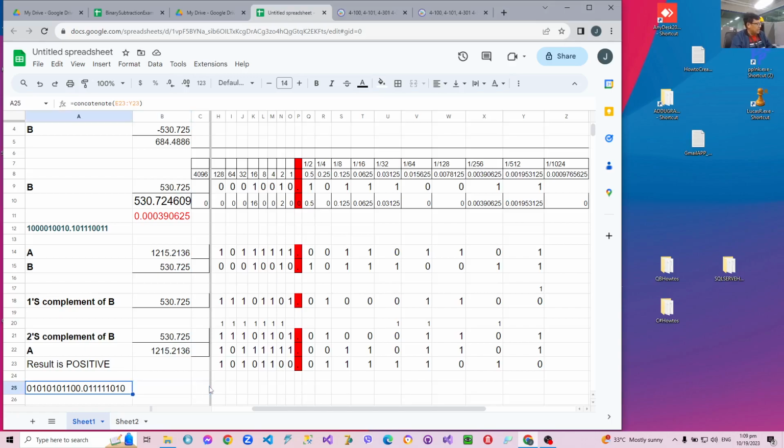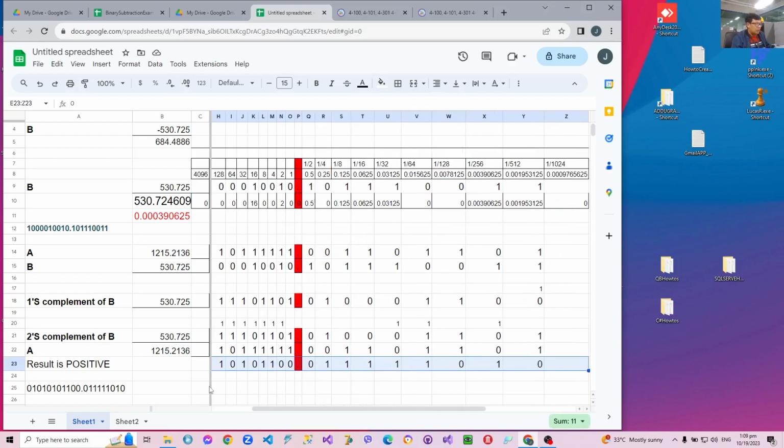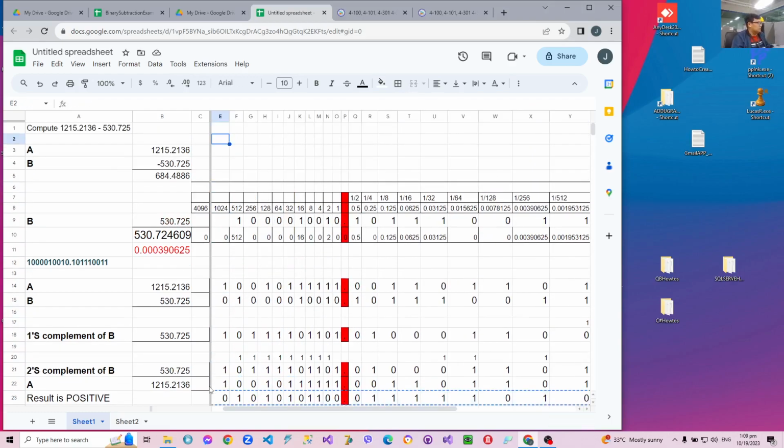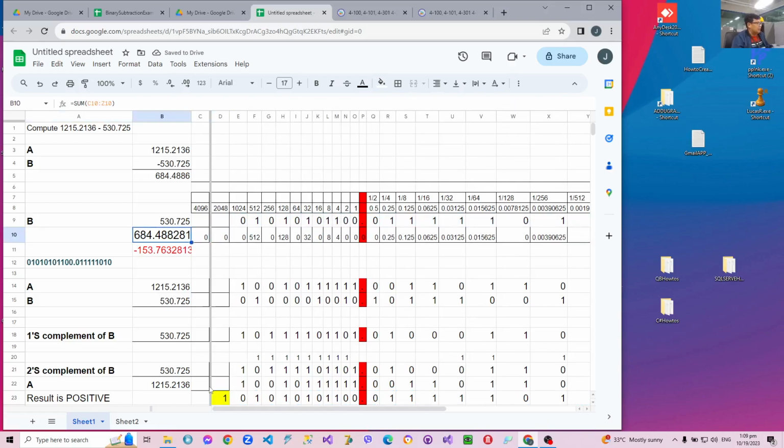Now, how do we check if this is correct? What we will do is just copy our result to our original table and find out the resulting sum. Okay, we do that here by pasting it here. And our sum is 684.4882. It's not exactly the same because we did not convert exactly.